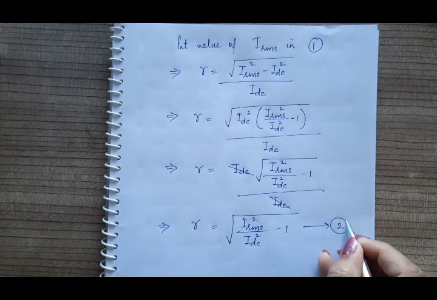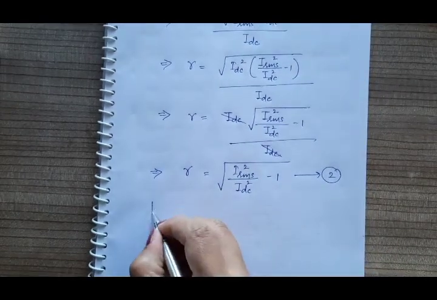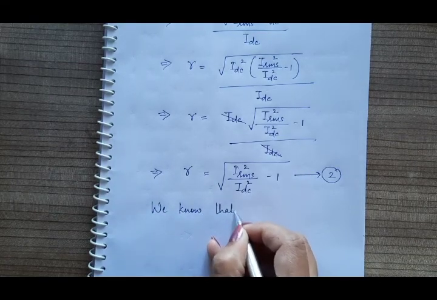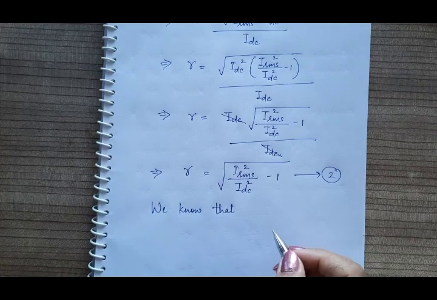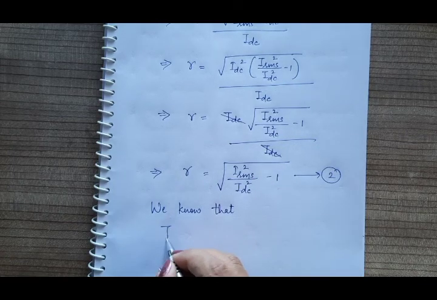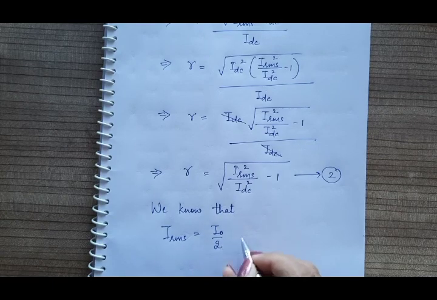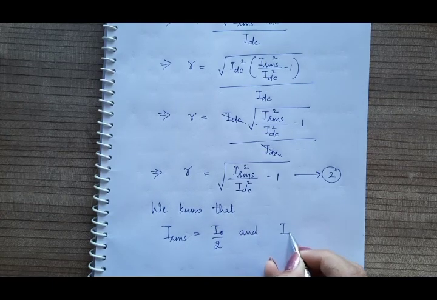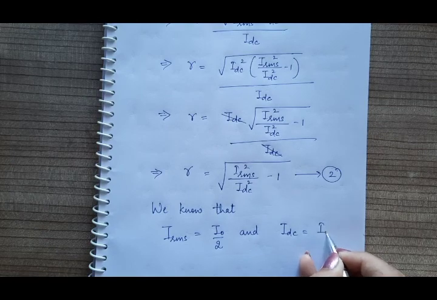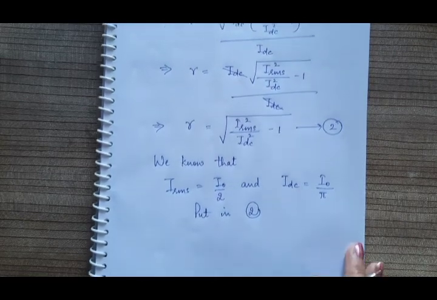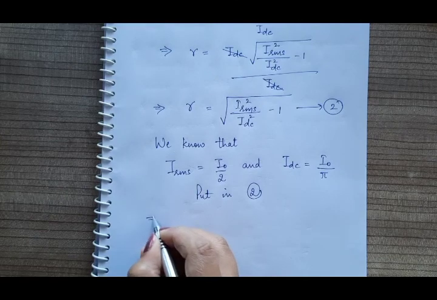Suppose this as equation 2. We know that we have already calculated in the previous article or in the previous video that IRMS is equal to I naught by 2 and IDC is equal to I naught by pi. So put both these values in equation 2 to calculate the value of ripple factor, that is gamma.